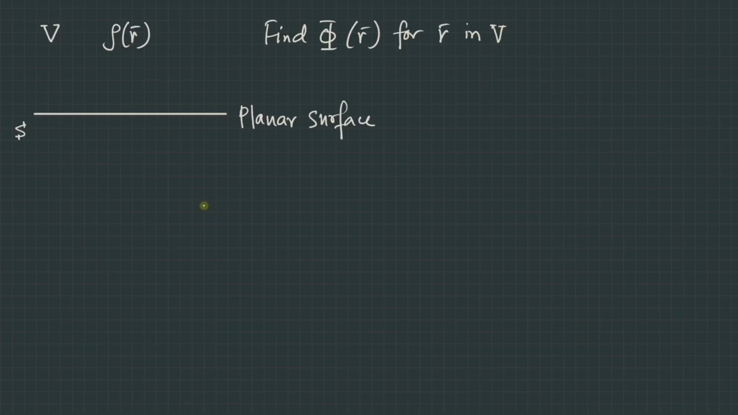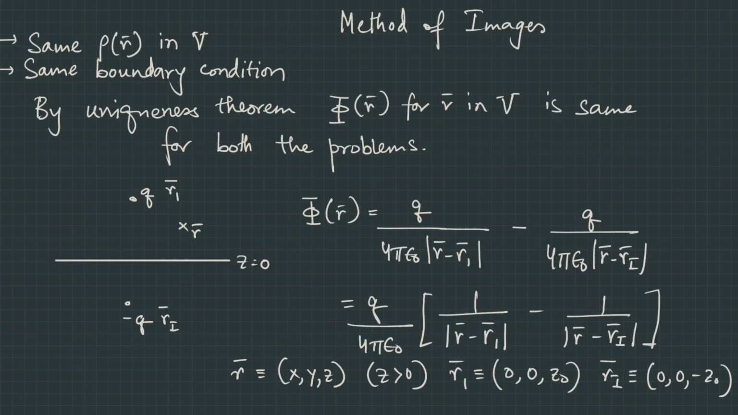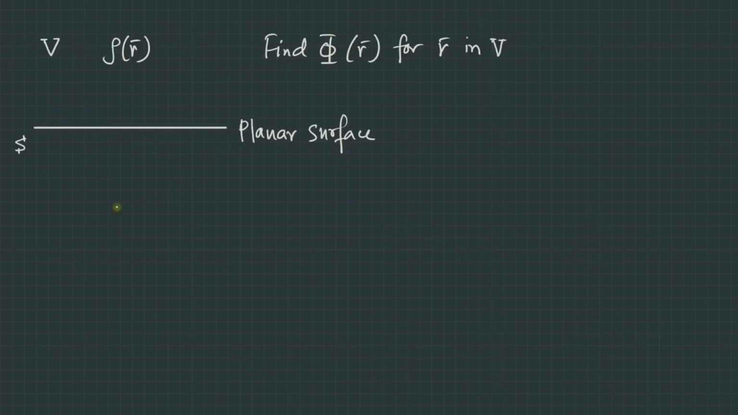Alright. So by our previous problem, we can find an image charge equivalent to the charge density. But let us try using the Green's function.